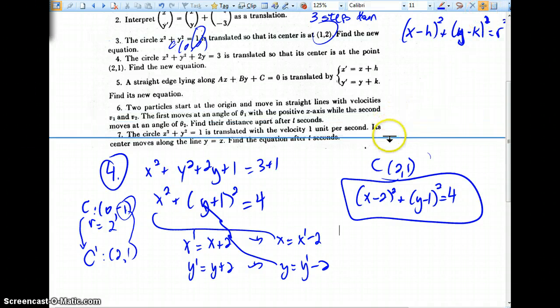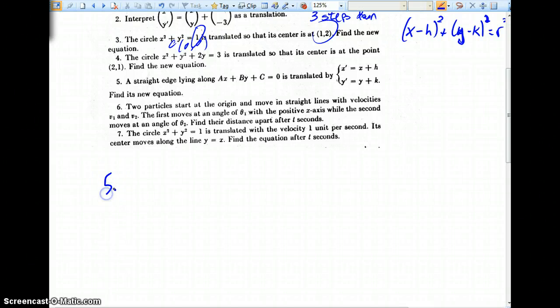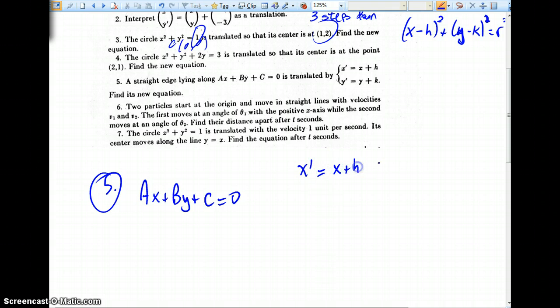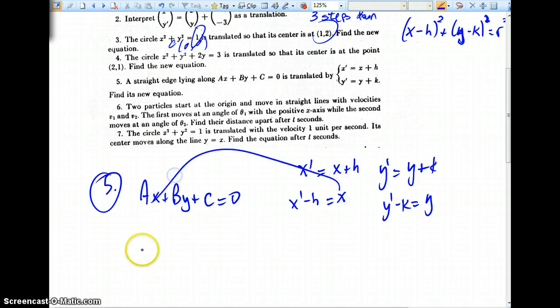Okay, very fast, let's take a look at number 5. Very abstract problem, incredibly abstract problem. You're just given the general equation of a line, and you have x prime is equal to x plus h, y prime is equal to y plus k. Find the new equation of this line. This line's being moved. Well, look, solving for x, x would be x prime minus h. y would be y prime minus k, and substitute those in. Look, you'd have a times (x prime minus h).